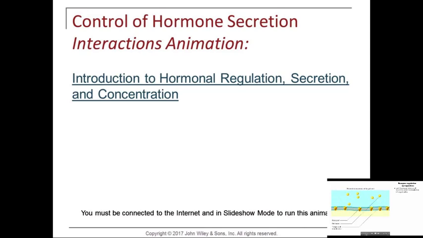Target cells will be understimulated if the levels of hormone are low. In a response called upregulation, target cells compensate for the low hormone levels by producing more receptors and thereby increasing their sensitivity to the hormone.